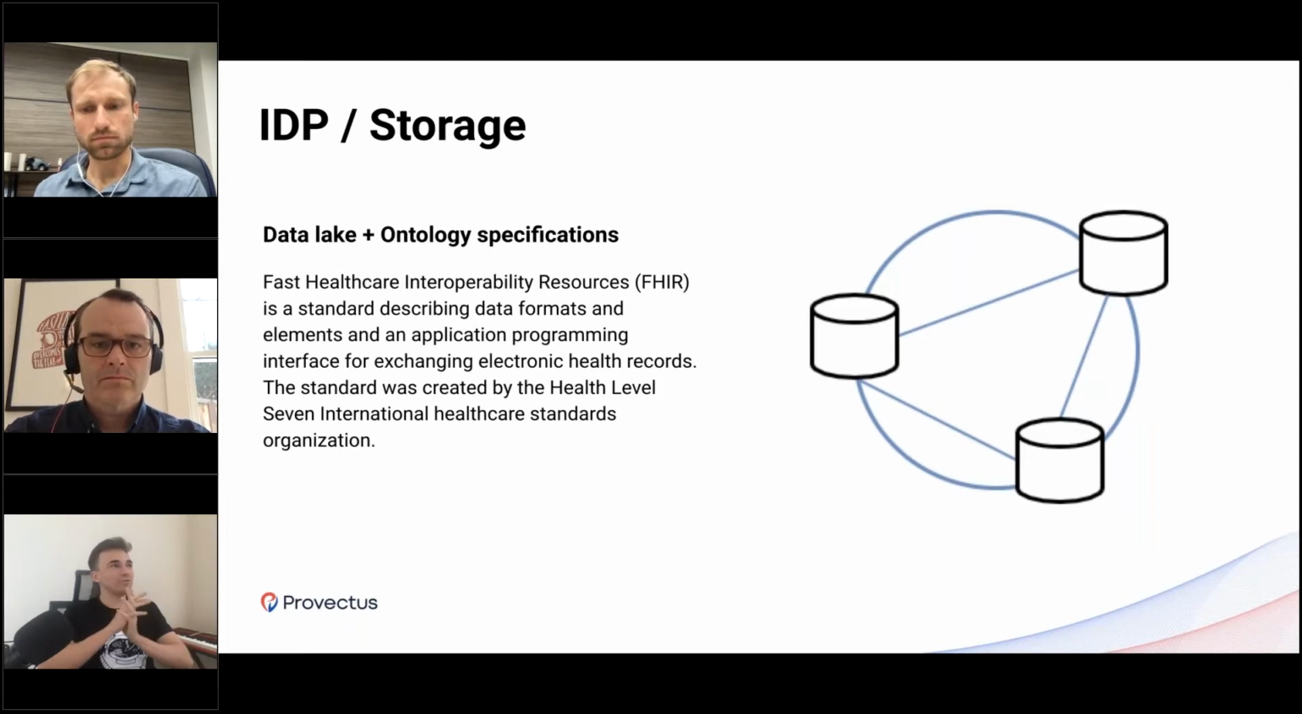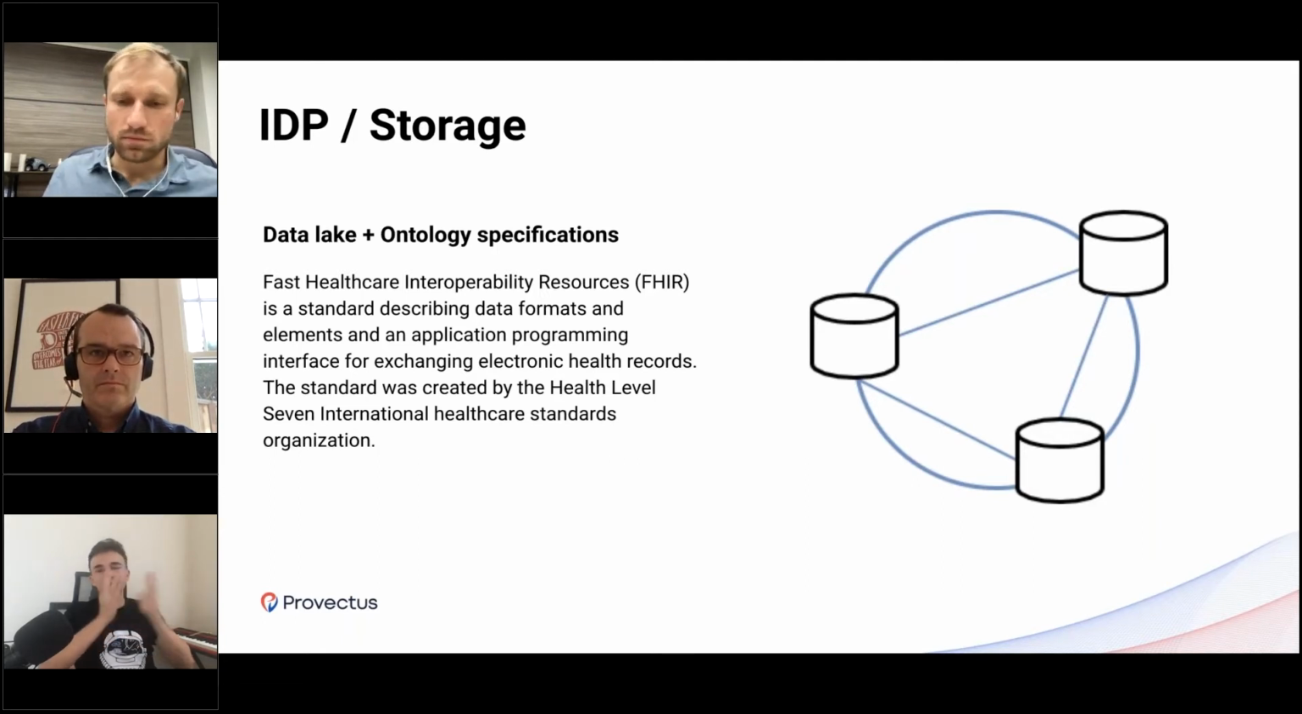But alongside all of these types of storage, we have to blend ontology specification into the mix. So ontology specification is a standard describing data formats for exchanging the records and information. But what it essentially means is that all of your data should be annotated in a specific format. Think of it as a knowledge graph. So to be discoverable by machines, this data should be annotated. And actually, in the healthcare industry, we already have this format. It's called FHIR.